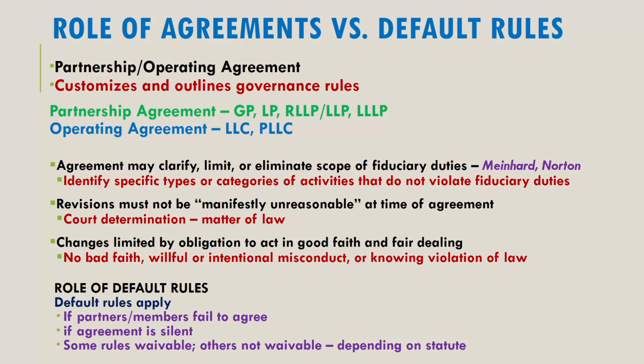Remember, you can make changes in fiduciary duties as long as the court doesn't find that they're manifestly unreasonable. So it's up to a court of law to make that determination, but you have a lot of opportunity to customize. Now, you should know this by heart, right? The default rules apply unless what? If the partners or members fail to agree, if the operating agreement or partnership agreement is silent on an issue, and realize some of the rules are waivable, so you gotta look at the statute, others are not waivable. So that's true of all these business entities. So there's a lot of overlap, folks, a lot of similarity between them.